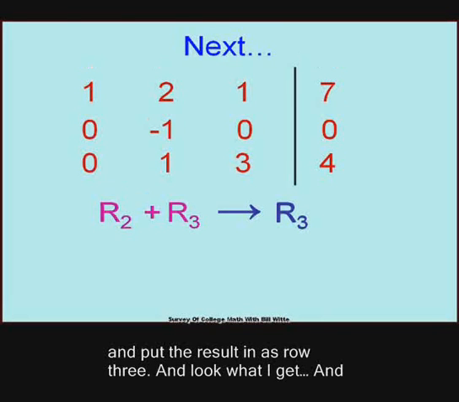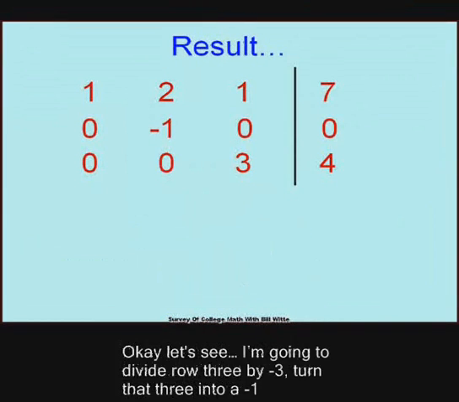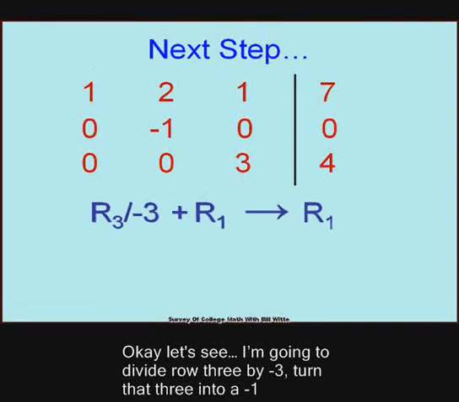Okay, add row 2 and row 3, and look what I get. I'm going to put that instead of row 3. Let's do it. That'll give me that 0 which I want. There it is. I'm getting, this one's going way faster. Okay, let's see. What else do I want to get?